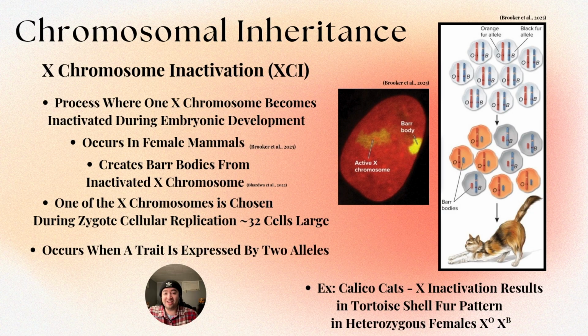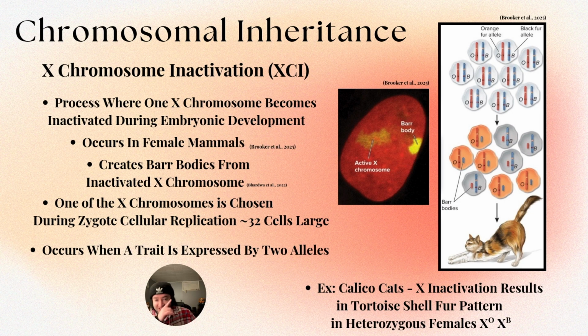So essentially, the allele for black fur is condensed on an X chromosome and becomes inactivated, allowing the other allele on the other X chromosome to be expressed. However, these cells will continue to be chosen at random during embryonic development, allowing for the expression of orange and black fur patches.